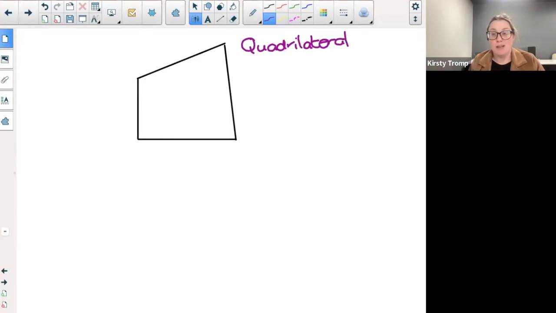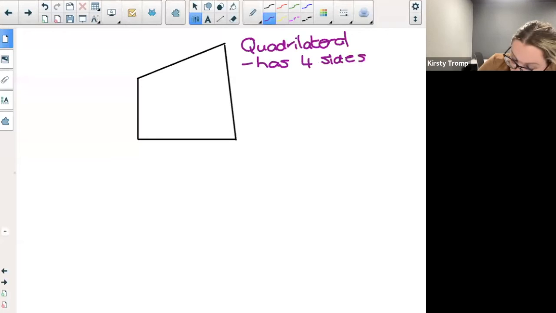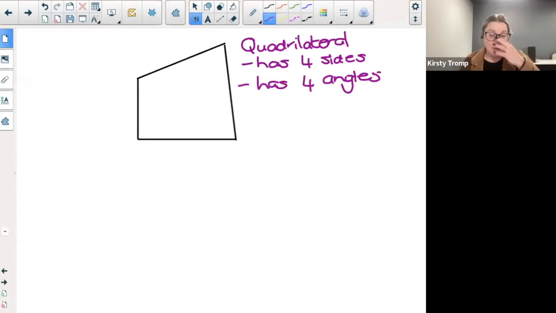If you were asked what a quadrilateral is, you can tell the person a quadrilateral has 4 sides and has 4 angles. So the definition of just a quadrilateral is that it has 4 sides and it has 4 angles. Now we're going to move down a little bit and look at the definitions of some other quadrilaterals.